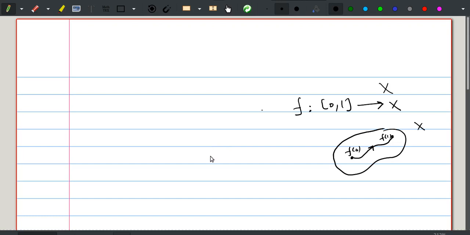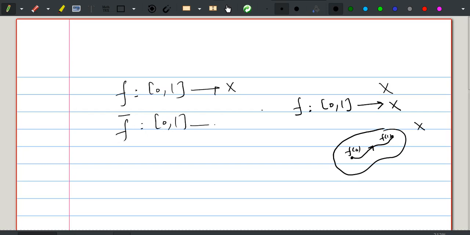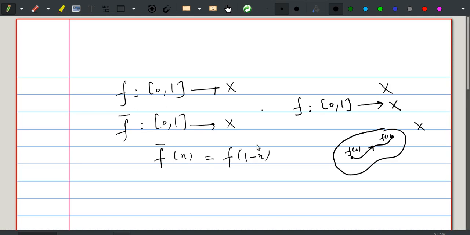Then we discussed operations on paths, and we also defined the inverse path. So if f is a path from [0, 1] to X, then the inverse path f bar is also a continuous map from [0, 1] to X, such that f bar of x is the same as f of 1 minus x. Now if f travels from f of 0 to f of 1, then f bar travels from f of 1 to f of 0.